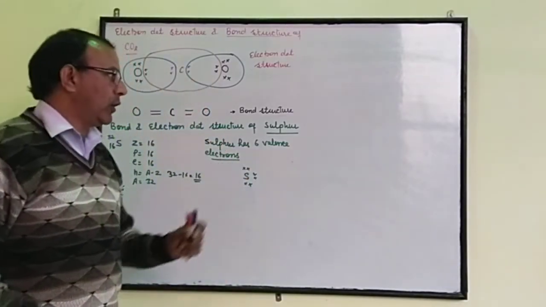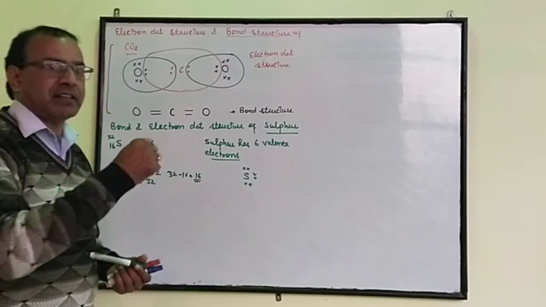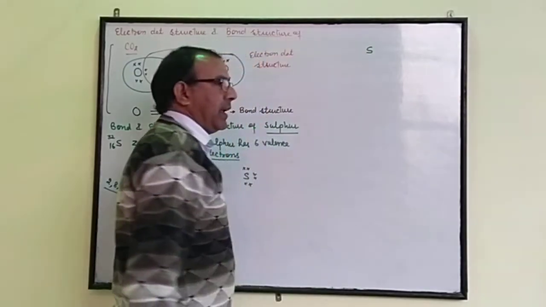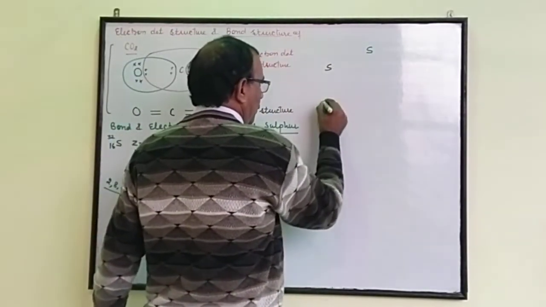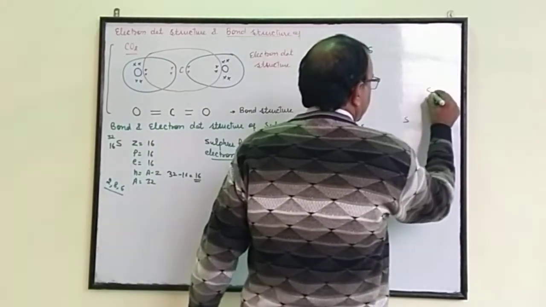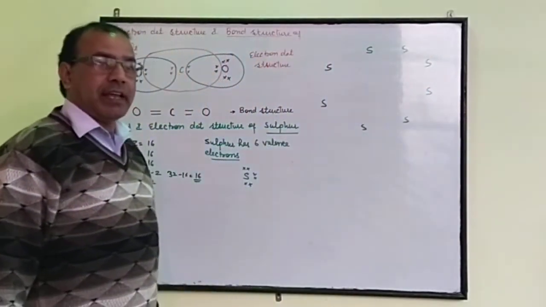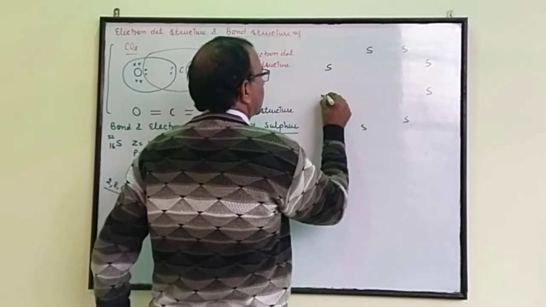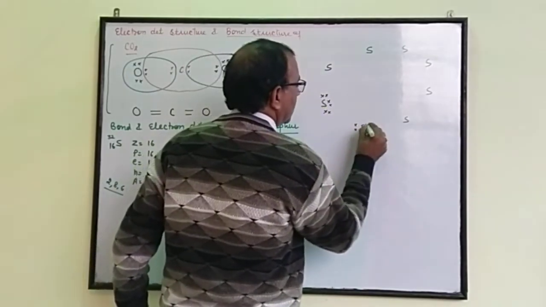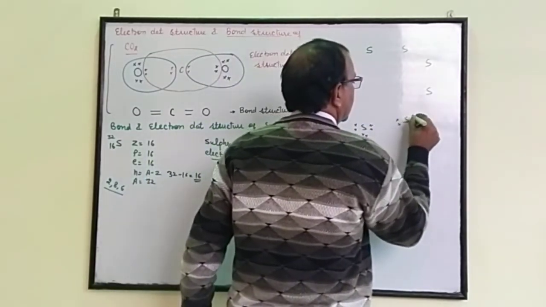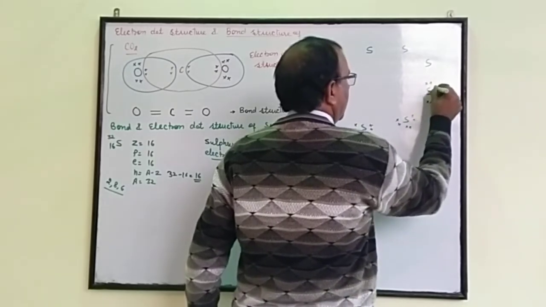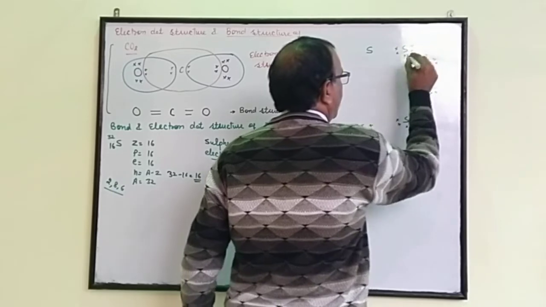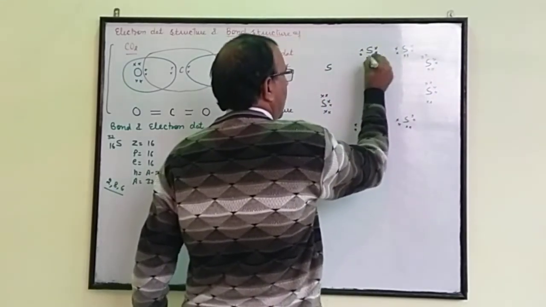But we have to take 8 atoms of sulfur in a ring-like structure. So to draw the electron dot structure of 8 sulfur atoms, we draw them in a ring: 1, 2, 3, 4, 5, 6, 7 and 8. These are the S8 molecule of sulfur. Each sulfur contains 6 valence electrons, so each atom of sulfur has 6. Thus, to draw the electron dot structure, we first represent the valence electrons of each sulfur.